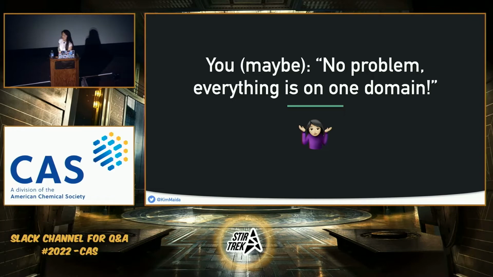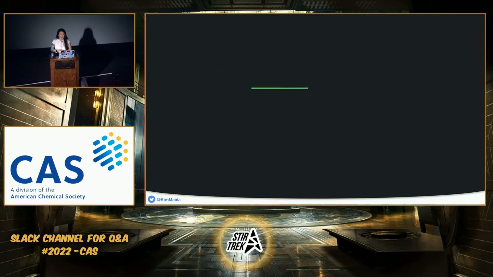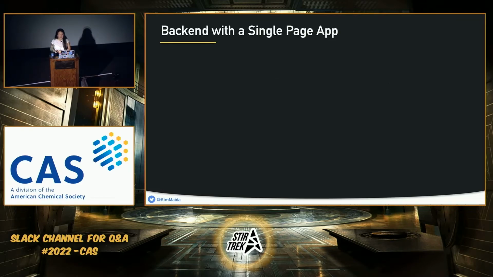But maybe this isn't actually a problem for you. If your single-page app and your backend live on the same domain, and this is pretty common, right? For example, maybe you have an Angular app that runs on a .NET backend, or a React app with a Node backend and an API, and you're only exposing your API for the exclusive use of your presentation layer, which is the single-page application. If this is your architecture, then cookies can actually work. You can use cookies. It will look like this.